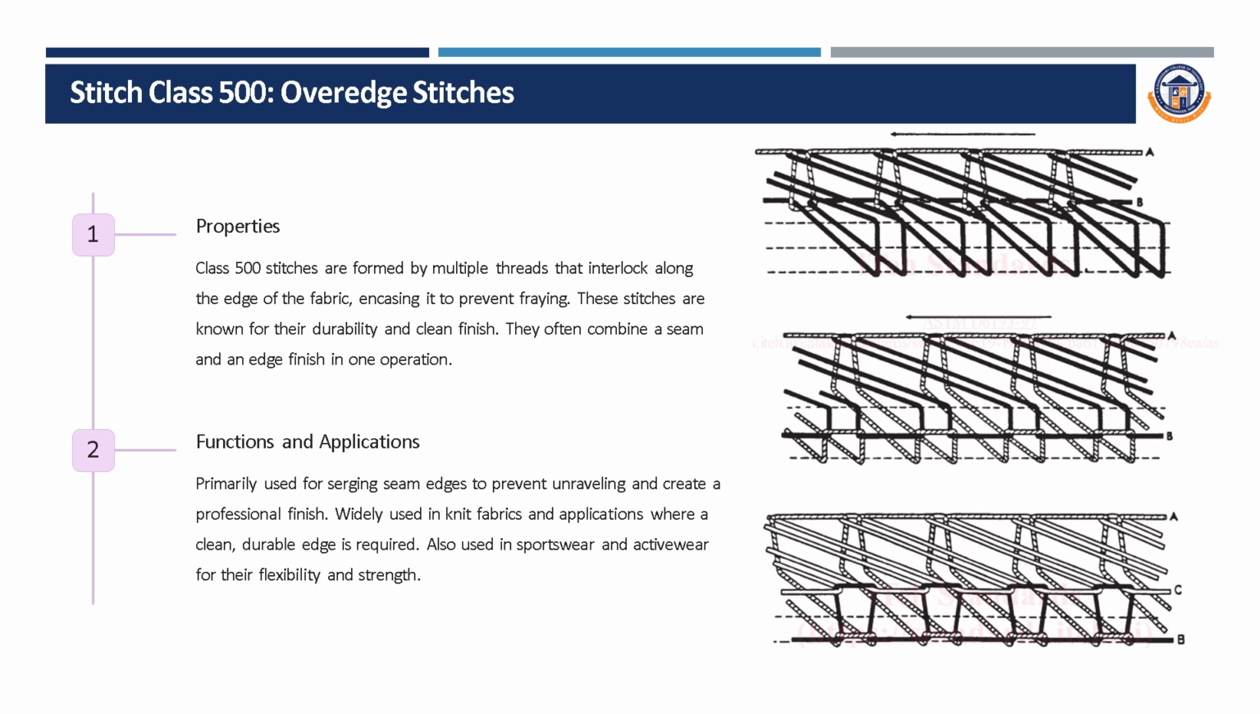Functions and applications: class 500 overedge stitches are primarily used for serging seam edges to prevent unraveling and create a professional finish. Widely used in net fabrics and applications where clean and durable edges are required. Also used in sportswear and activewear for their flexibility and strength.